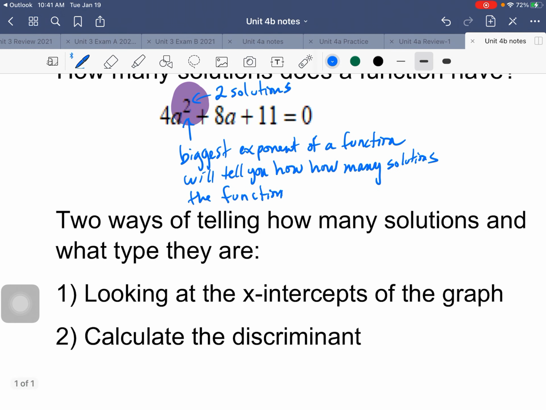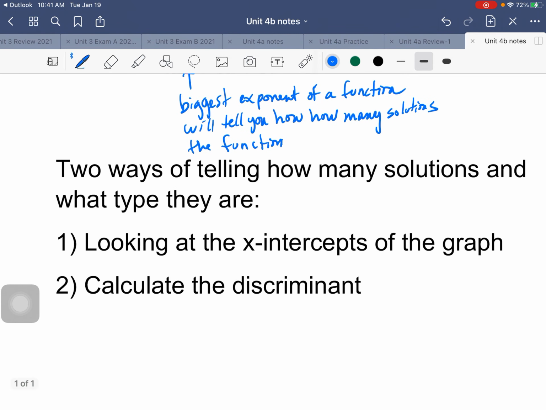So there are two different ways you can tell how many solutions and what type they are. One is by looking at the equation. That's just telling you how many there are. But then to tell what type, we can look at the x-intercept. So how many times the graph crosses the x-axis. And then also the discriminant.